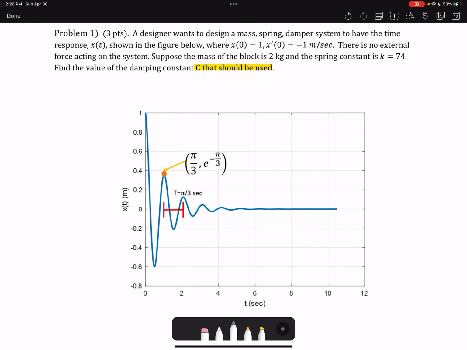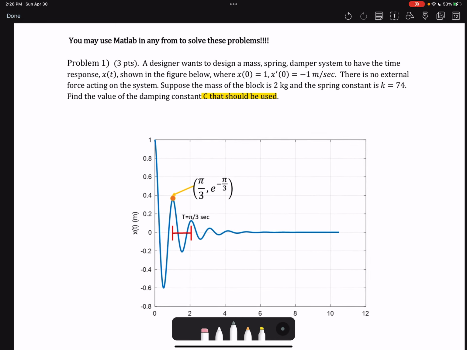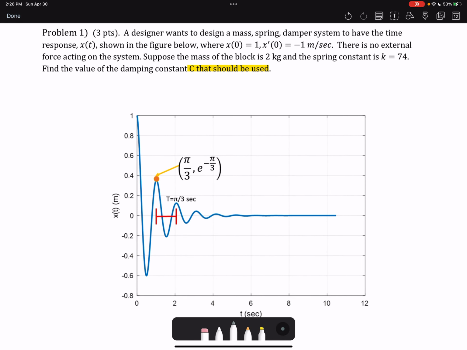Hey, so let's try problem 1 of homework 14, and let's see how it goes. A designer wants to design a mass spring damper system to have the time response x of t shown in the figure below, where x of 0 is equal to 1, x prime of 0 is equal to -1, and there is no external force acting on the system.